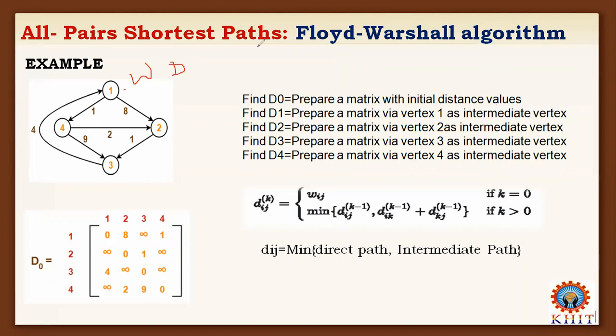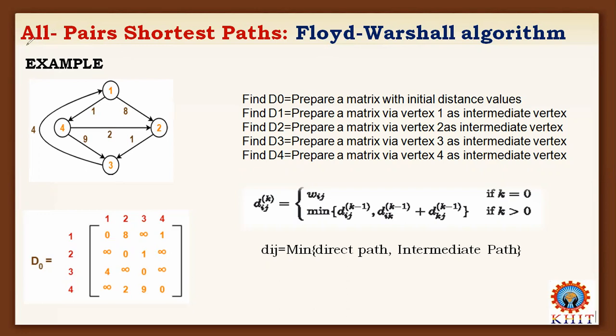Why can I consider this a weighted directed graph? There are weights. These are all weights: 1, 8, 2, 1. Why am I considering this a directed graph? There is a direct path from 2 to 3. That's why we can consider this a weighted directed graph. So the given graph is a weighted directed graph.